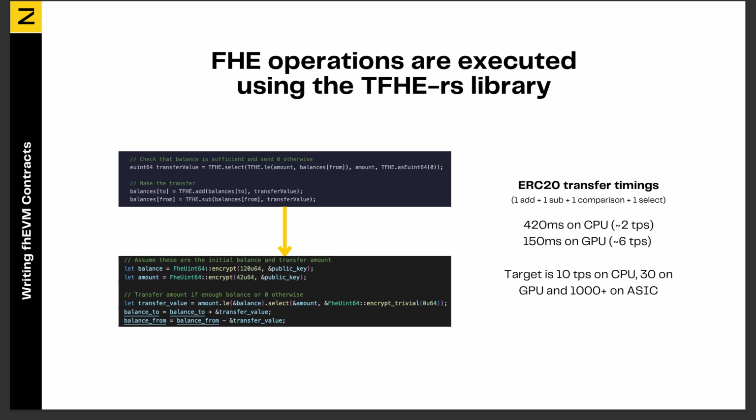Today, based on our benchmark, we are at around 2 or 3 TPS with a CPU, if we have a node using a CPU. And with a GPU, we are at about 6 transactions per second. In the future, what we plan is to multiply everything by 5, to have something like 30 on GPU, and when ASICs are ready, we can reach something like 1,000 TPS. So this is a lot.